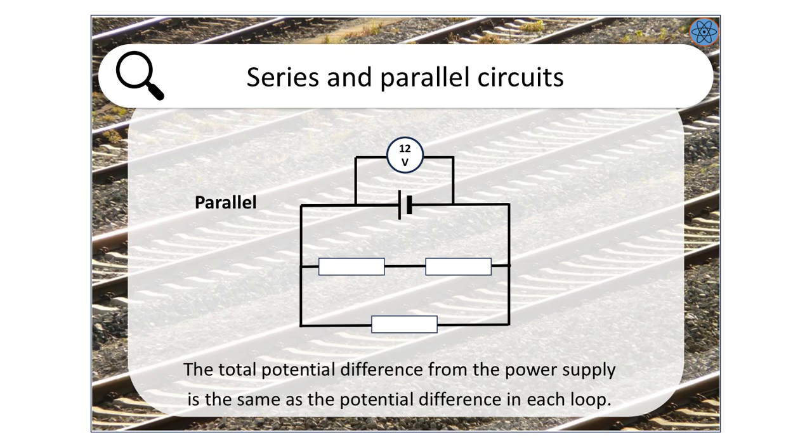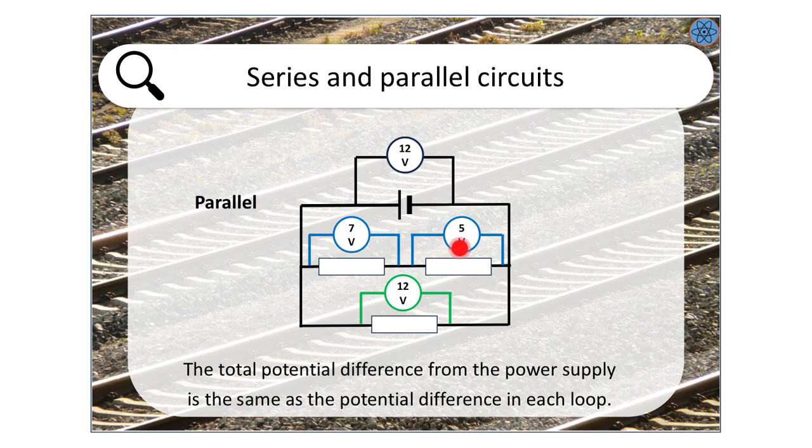When dealing with potential difference in a parallel circuit, the total potential difference from the power supply is still the same, but only in each loop. So reminder, there's one loop, and the second one is going around there. As an example, we've got 12 volts from our power supply, so in this first loop, it has to add up to 12. So I've just chosen 7 and 5.